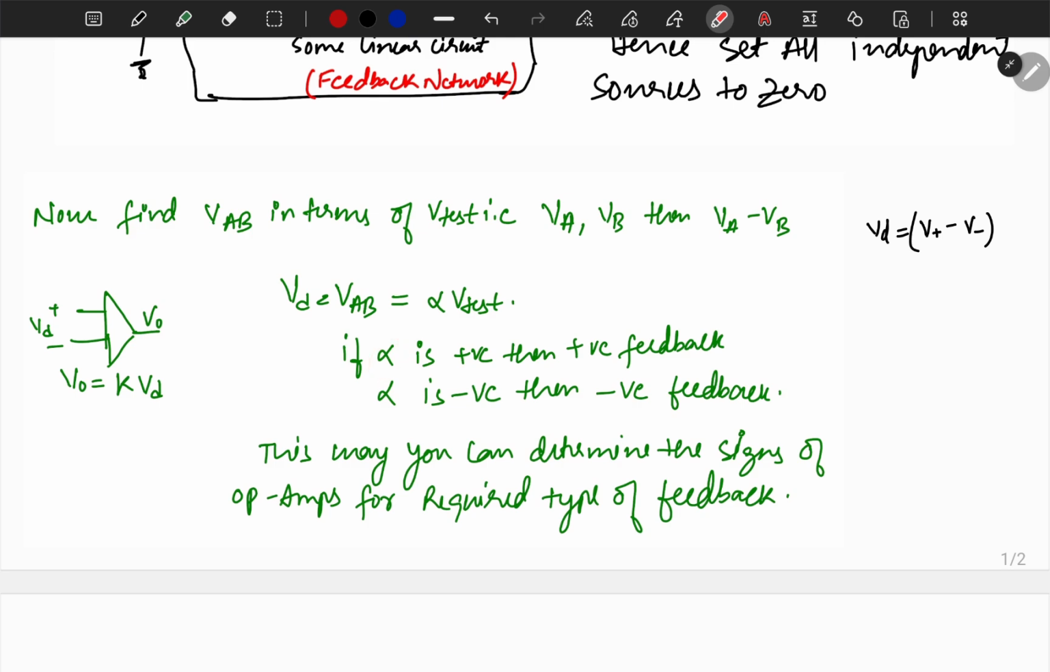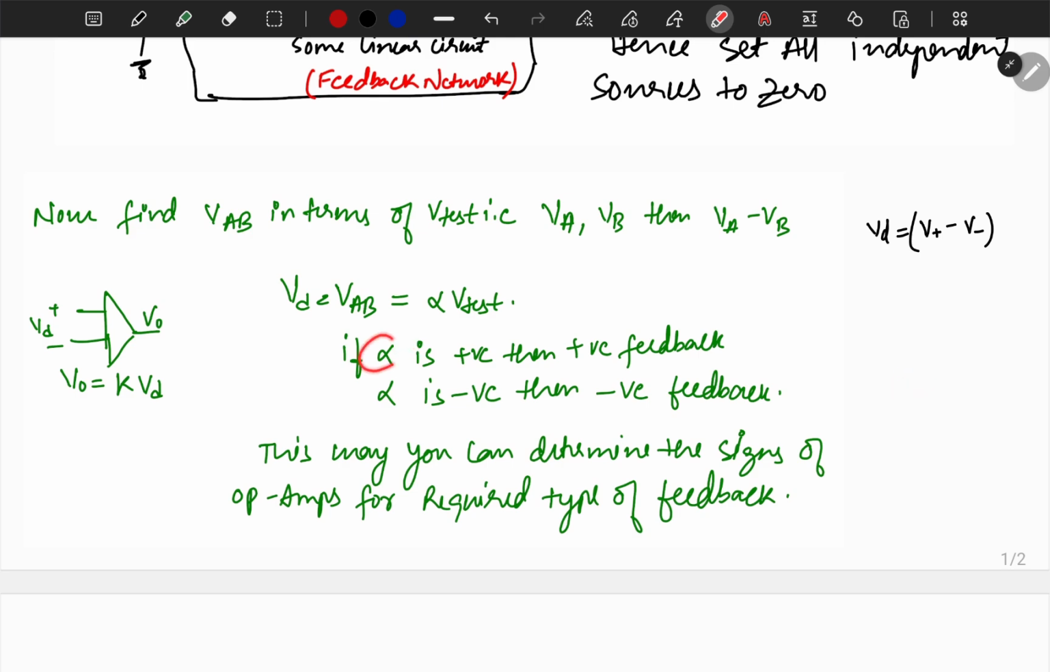Why is it so? See, in an op amp, if we increase some terminal, and the output from the op amp is also trying to increase it, then it is positive feedback. But if we apply some stimulus in the upward direction, trying to increase the terminal, and the feedback path is actually trying to decrease the potential at the point where we are applying the stimulus, then it is called negative feedback.